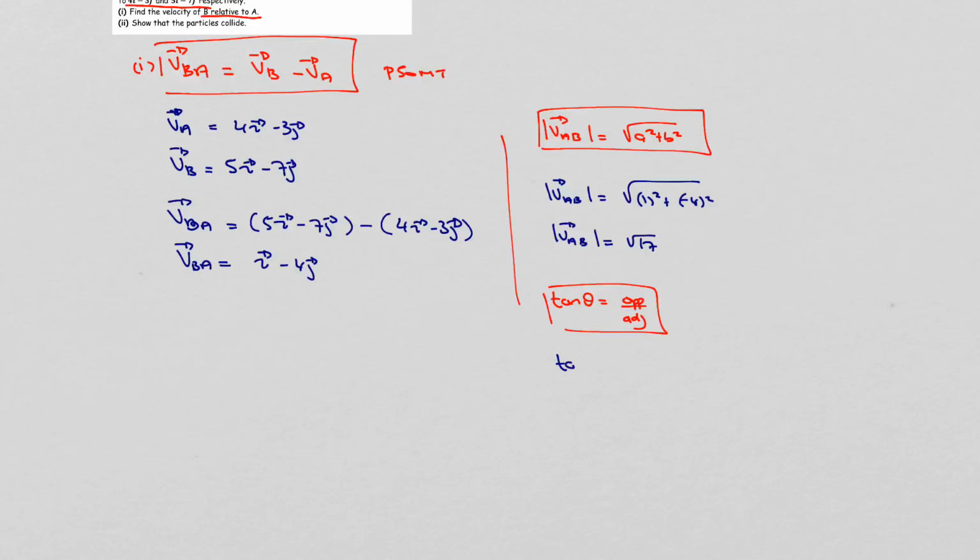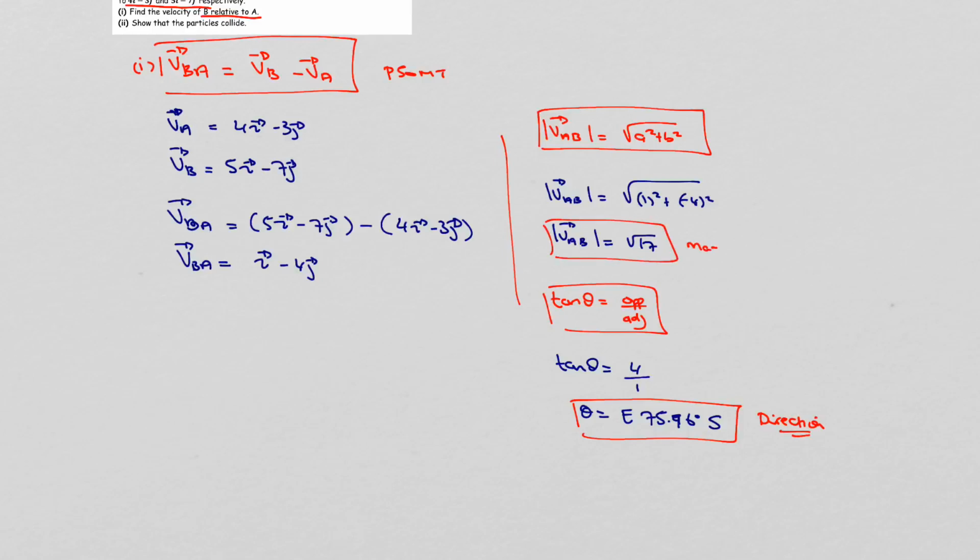So of course, to get tan theta, it's j over i, or opposite over adjacent, and our j is 4 over 1. So theta is equal to 75.96 degrees. I can see it's positive i and negative j, so that means it's going in an east direction, and then the negative direction means it's going south. So this direction is really important for collisions. In other words, what's their slope? So that's the magnitude and our direction.